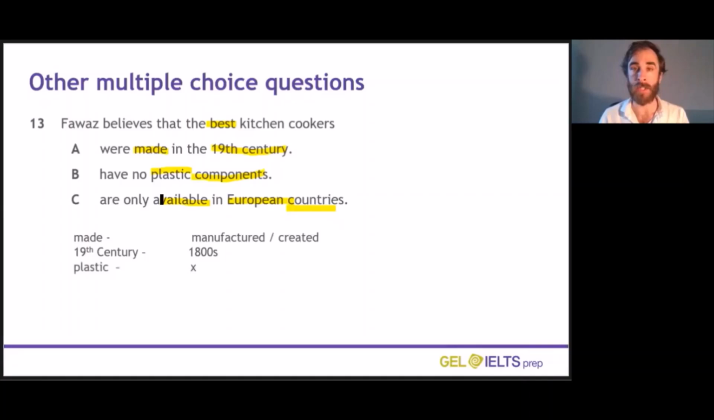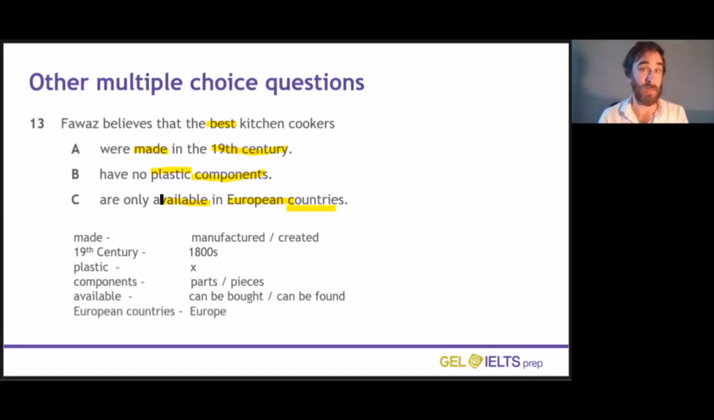Plastic, there is no synonym for plastic. The material plastic is the correct word for that material. So we may hear this in the recording and we should listen for it. Components, we have parts of a machine, or pieces of an object. Both of those would be synonyms of components. Available, maybe can be bought or can be found. And of course, European countries, they might just say Europe to mean European countries.